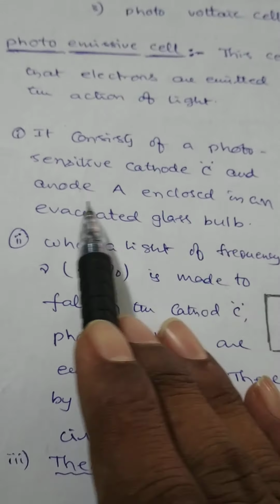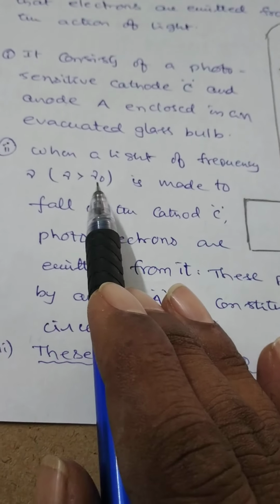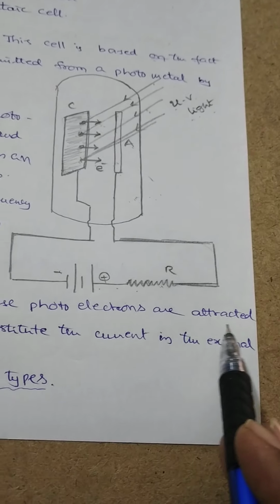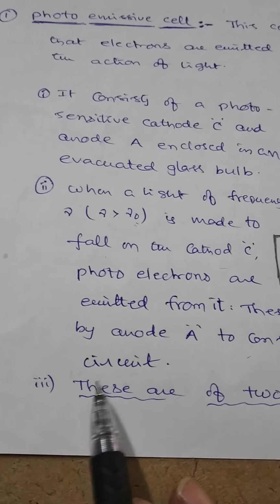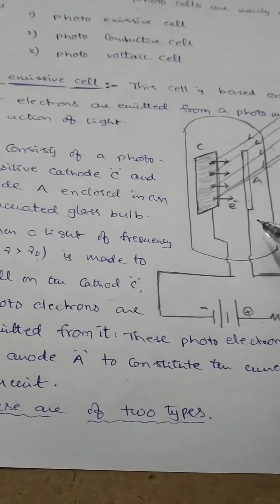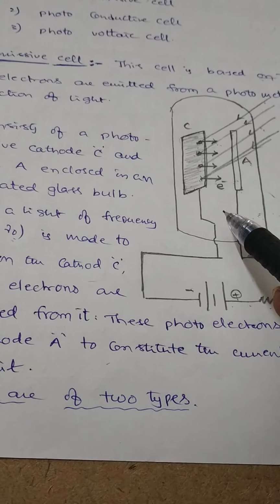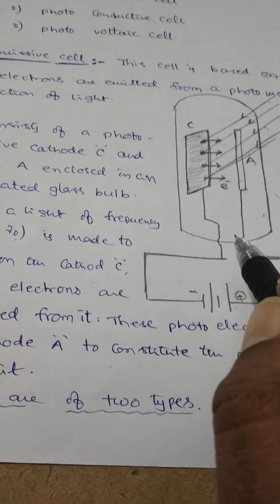Right? So it consists of a photosensitive cathode C and anode A. They are enclosed in an evacuated glass bulb. When light of frequency nu, where nu is greater than nu naught, the threshold frequency, is made to fall on the cathode C, photoelectrons are emitted from it. These photoelectrons are attracted by the anode A to constitute the current in the external circuit. Now again, these photoemissive cells are also classified into two types. First one is the vacuum type photoemissive cell. Second one, gas filled photoemissive cells.